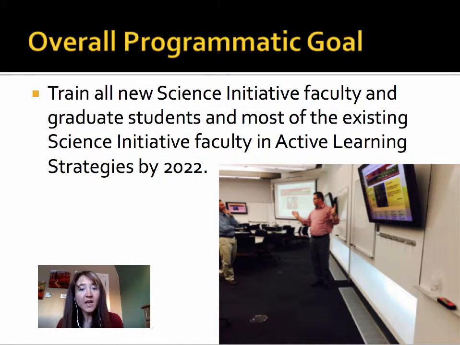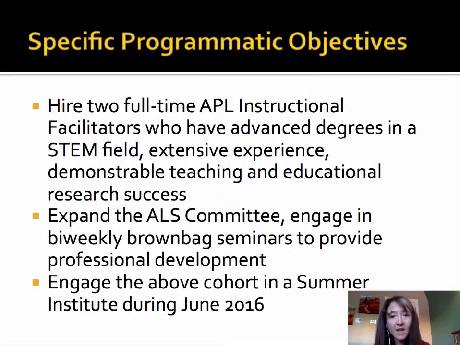And our goal, train all new Science Initiative faculty and graduate students and most of the existing Science Initiative faculty in active learning by 2022. Shh, don't tell, but I think we can do it even sooner. Our specific programmatic objectives, we're going to try to hire 2 full-time APL instructional facilitators who have advanced degrees in the STEM field, extensive experience, demonstrable teaching and educational research success.